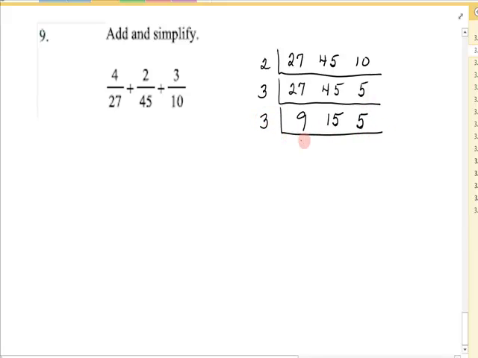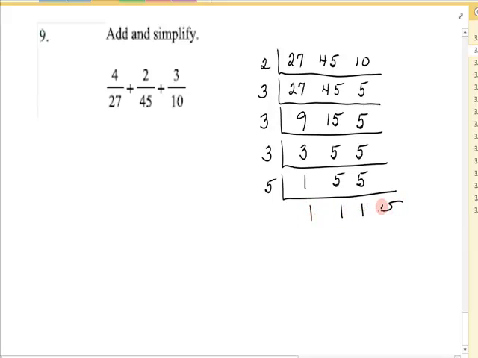3 works again. 3 goes into 9 3 times. 3 goes into 15 5 times. And bring down that 5. Another 3 goes in there 1. Bring down the 5. Divide by 5. I get all 1s, which means I'm done.